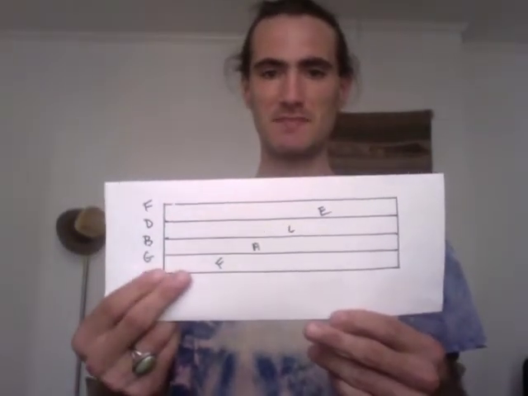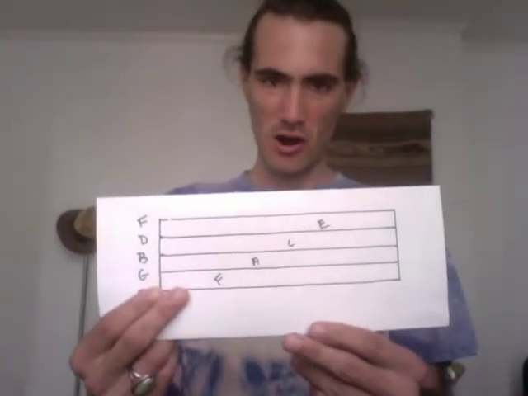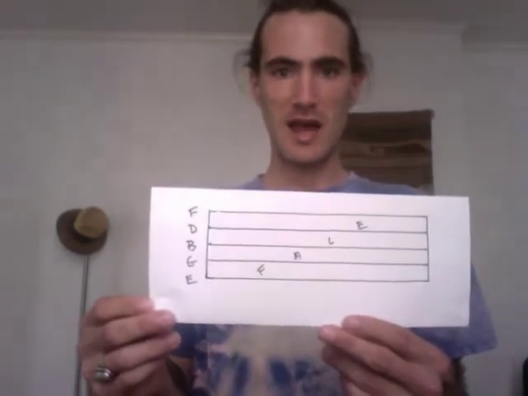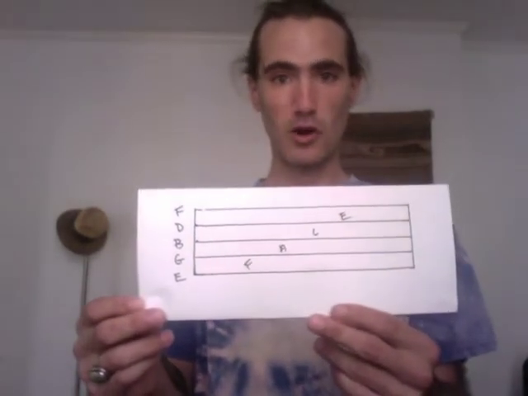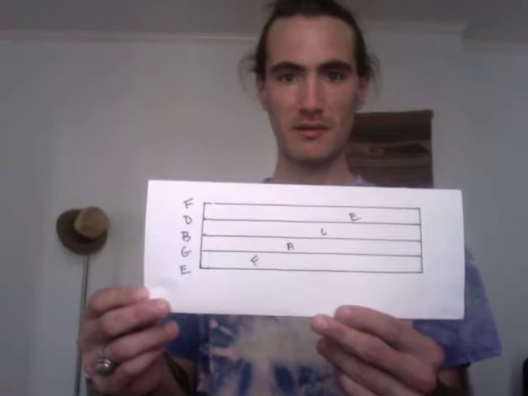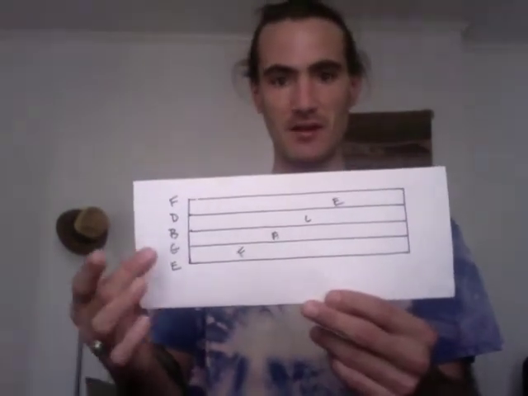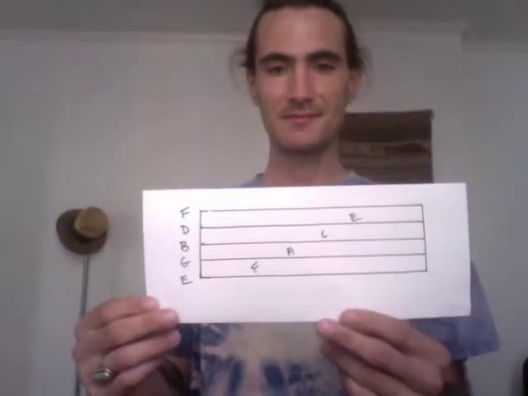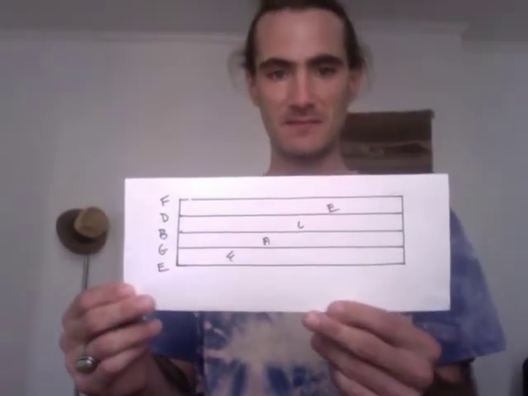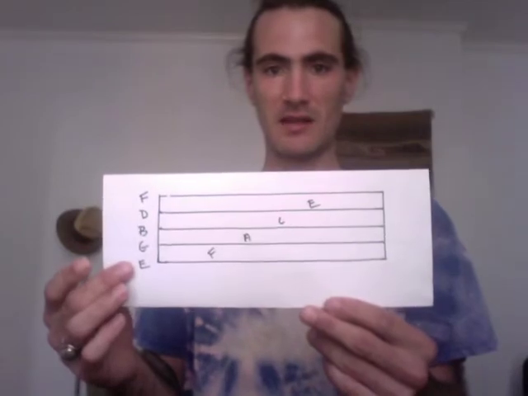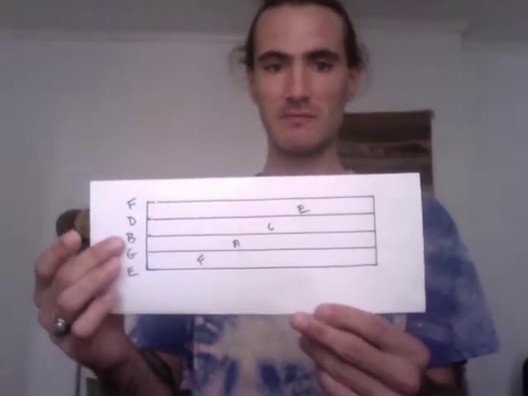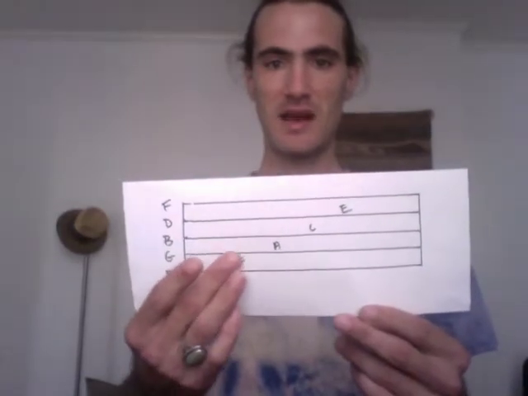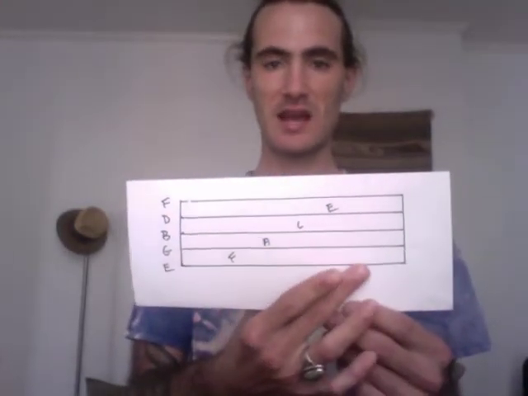Now, the spaces of a staff are a little easier to memorize because those letters actually spell out a word most of us are familiar with. Face. F, A, C, and E spell the word face. So the names of the lines are E, G, B, D, and F. The names of the spaces, F, A, C, and E.